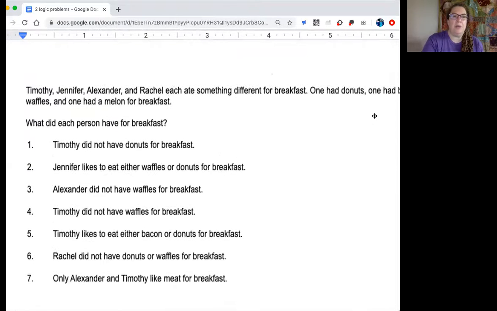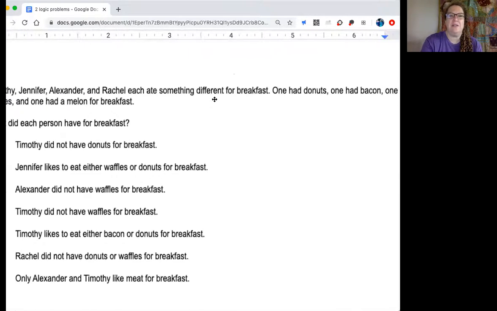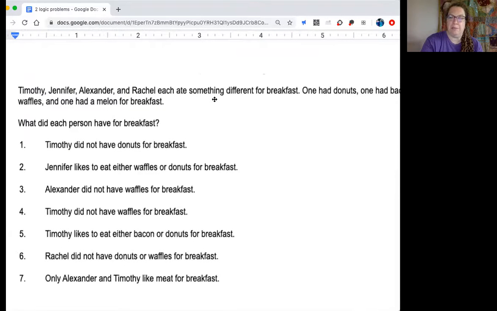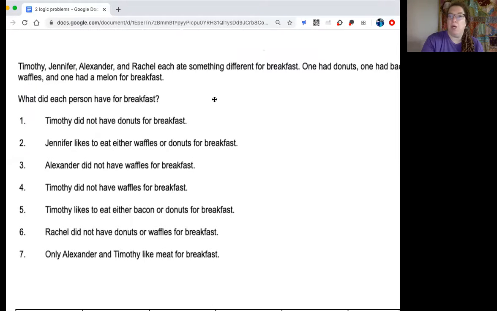Lots of logic problems have things like 4 people eat 4 different things, or 4 people like 4 different subjects, or 6 people like 6 subjects. You have to figure out which one is liked by which person. So let's just take a look at this. Timothy, Jennifer, Alexander, and Rachel each ate different things for breakfast, right? Donuts, bacon, waffles, and melon. And you can figure out what would be your favorite.